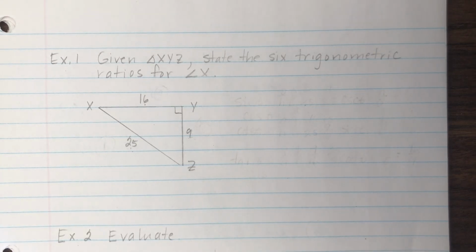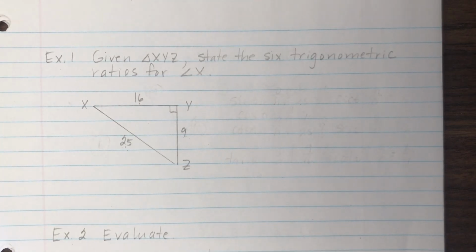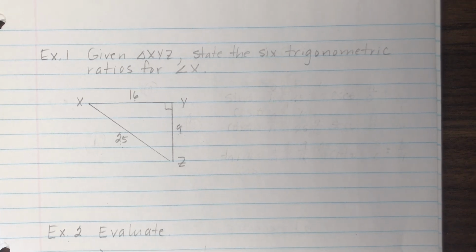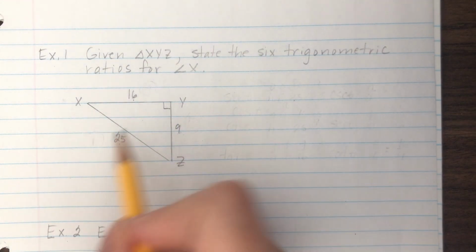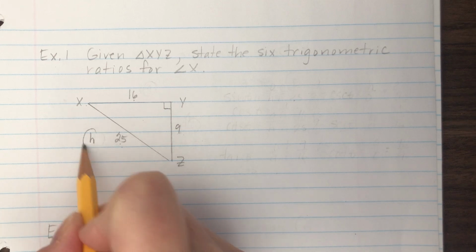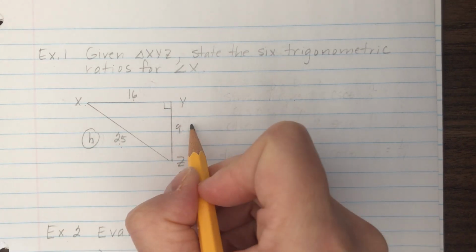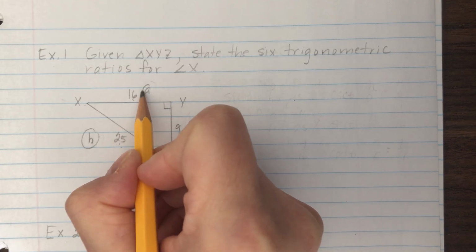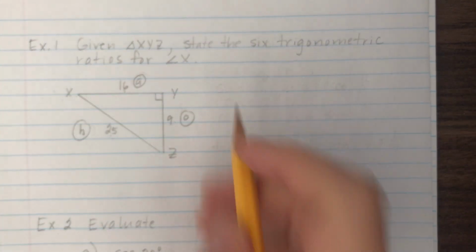Example 1, given triangle XYZ, state the 6 trigonometric ratios for angle X. That means we have to write the 3 primary trig ratios and the 3 reciprocal ratios. So first thing, we're going to label all the sides in relation to angle X. This is going to be our hypotenuse here. The 9-unit side is going to be our opposite side, and the 16-unit side is going to be the adjacent side. Let's start with the 3 primary trig ratios.